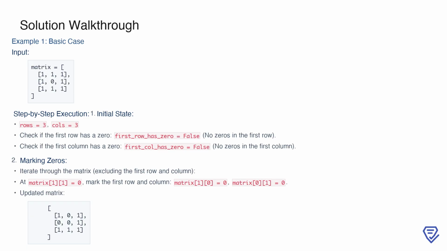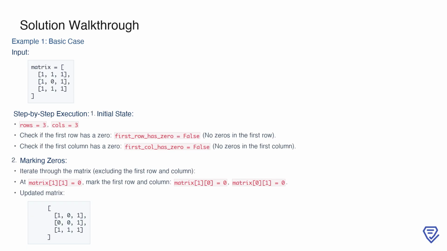We are given a 3x3 matrix, and the goal is to set the entire row and column to 0 wherever a 0 is found in the matrix. First, we check if the first row or first column contains any zeros. Here, neither the first row nor the first column has a 0, so both flags first_row_has_0 and first_col_has_0 are set to false.